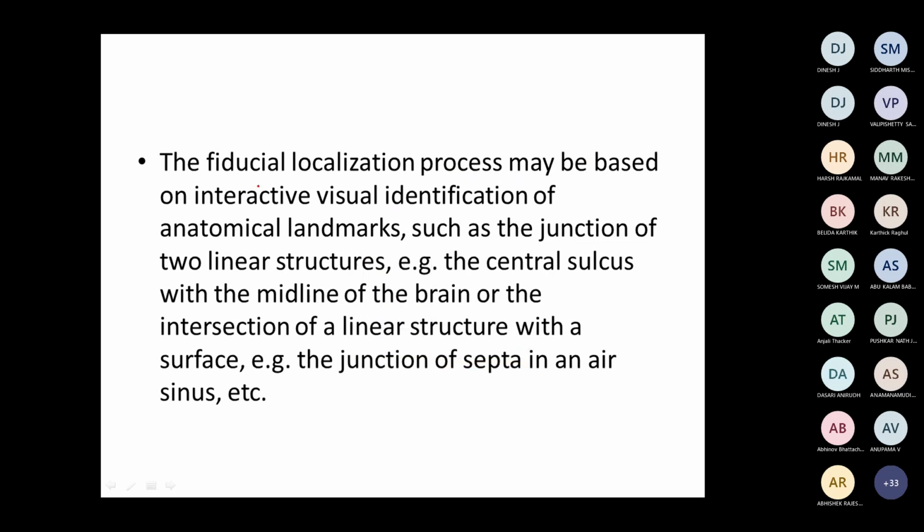And the fiducial localization can be based on interactive visual identification of landmarks, such as the junction of two linear structures. For example, the central sulcus within the midline of the brain, at the intersection of a linear structure with the surface. So mostly registration will be used for medical images. It is more advantageous there. So the examples are related to the medical field.